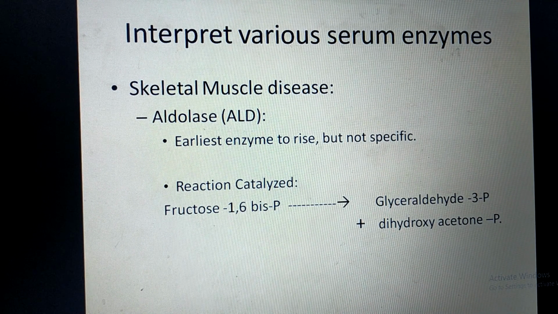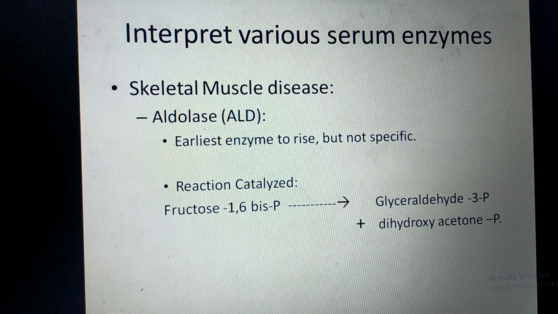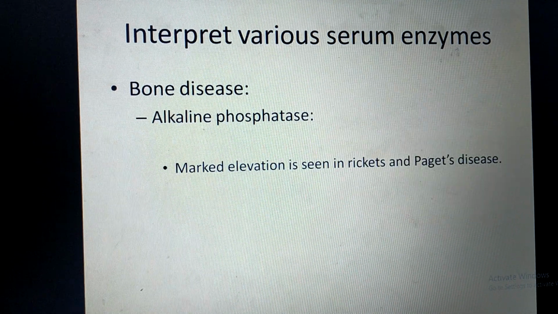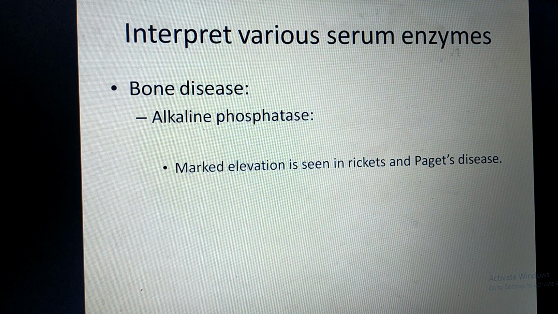Next enzyme is aldolase. It starts rising early in skeletal muscle disease, but it is not specific because it is synthesized by other tissues also. It catalyzes the conversion of fructose 1,6-bisphosphate into glyceraldehyde 3-phosphate and dihydroxyacetone phosphate. And the last disease is bone disease. The important enzyme in bone disease is alkaline phosphatase.